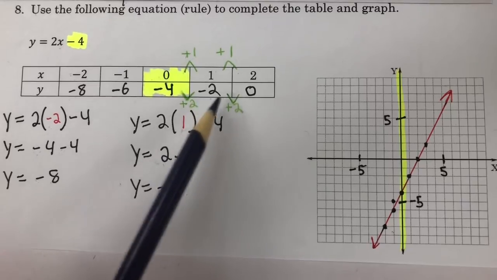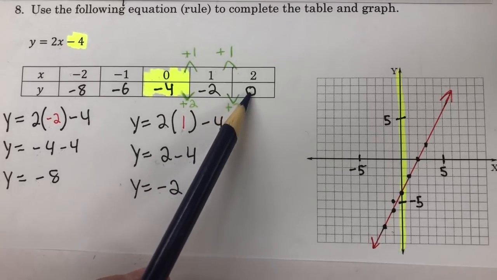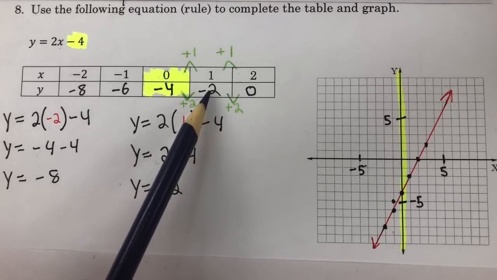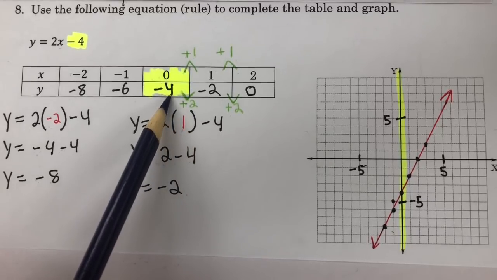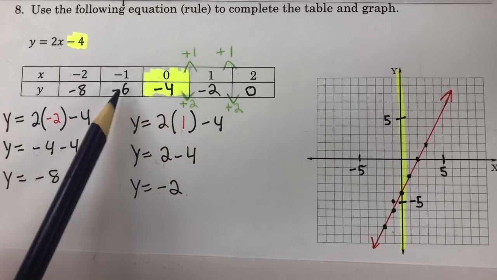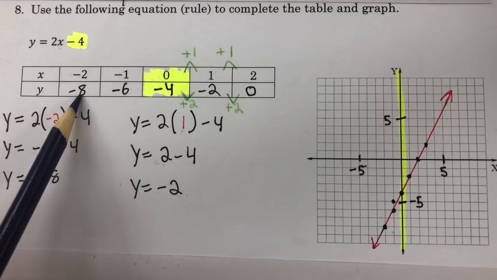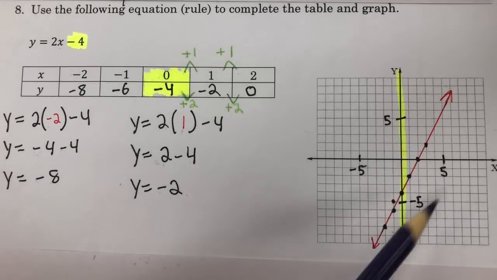Well, I can also do that by decreasing. 0 minus 2 is negative 2. Minus 2 is negative 4. Minus 2 is negative 6. Minus 2 is negative 8. And I could go ahead and plot those.